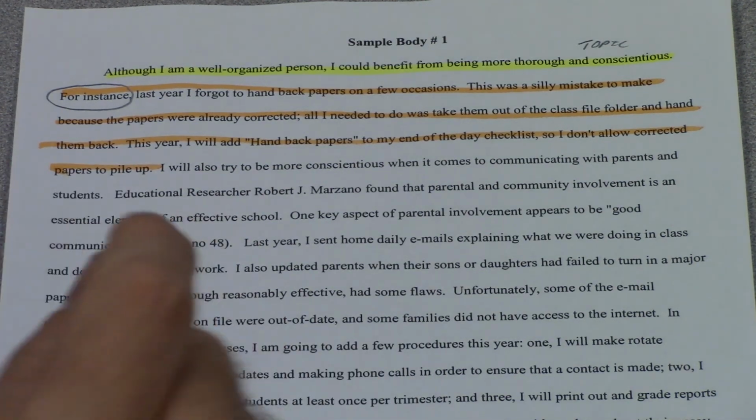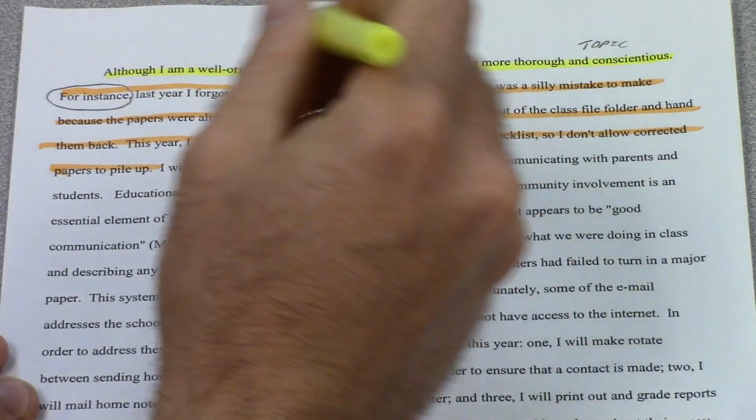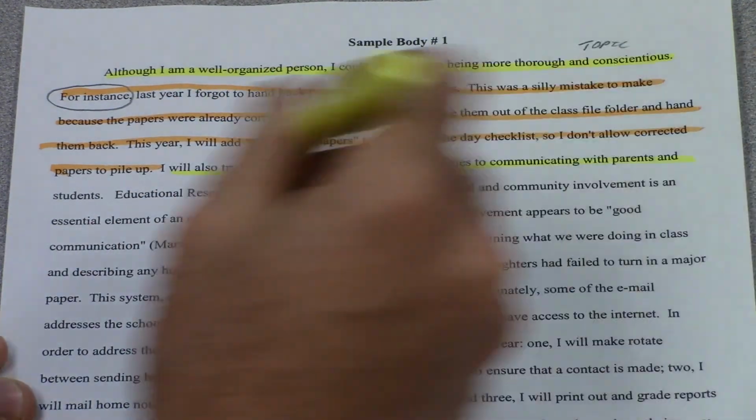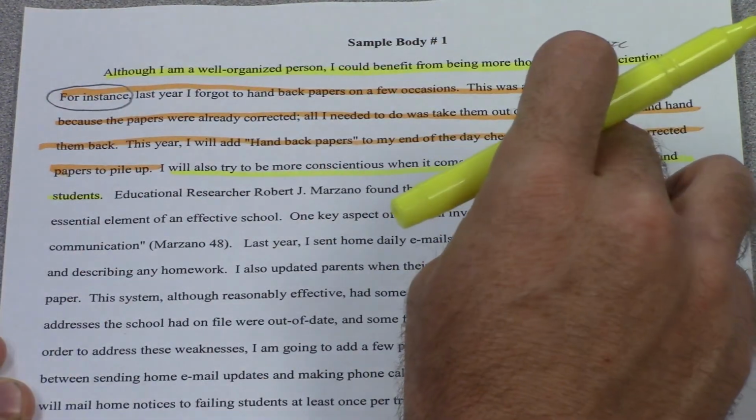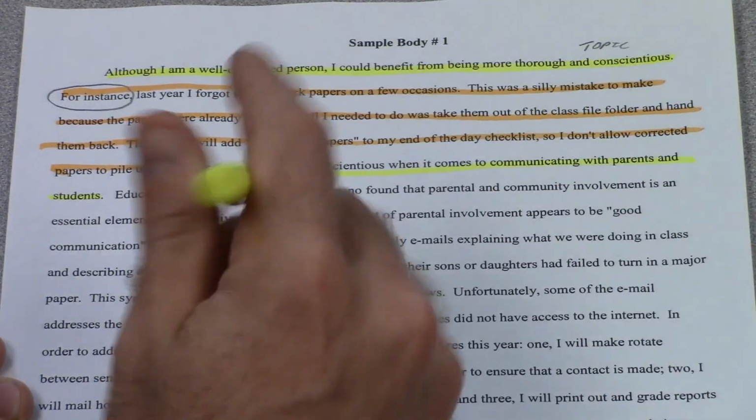So you're going to want to look at your quote for your research. You need to set that up. What do I need to talk about first before I jump into this quote? I will also try to be more conscientious when it comes to communicating with parents and students. My quote is about communication, so I tried to set that up and lead into it.